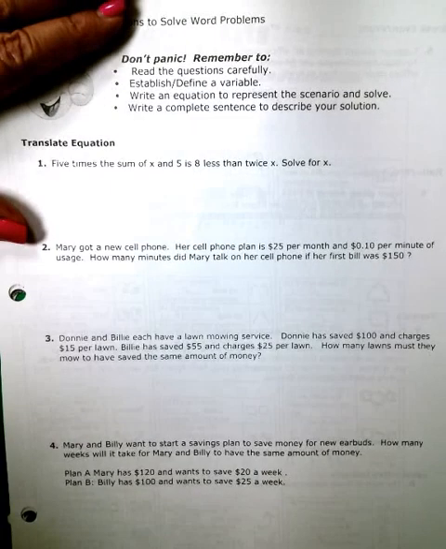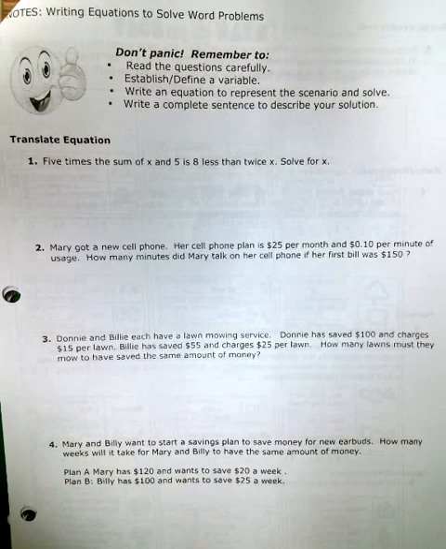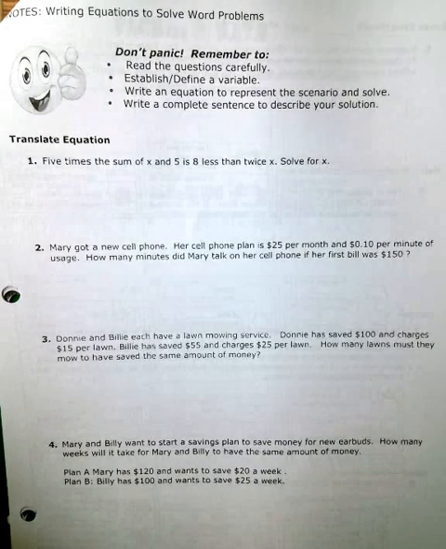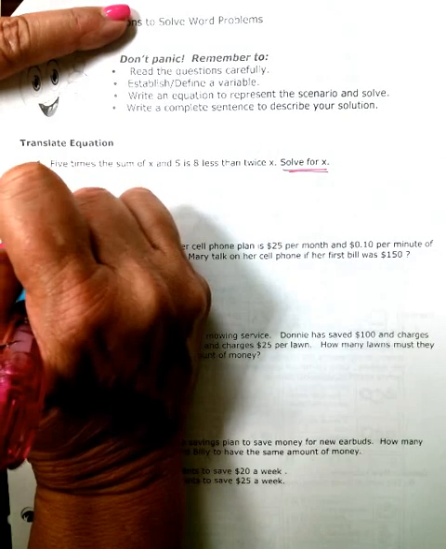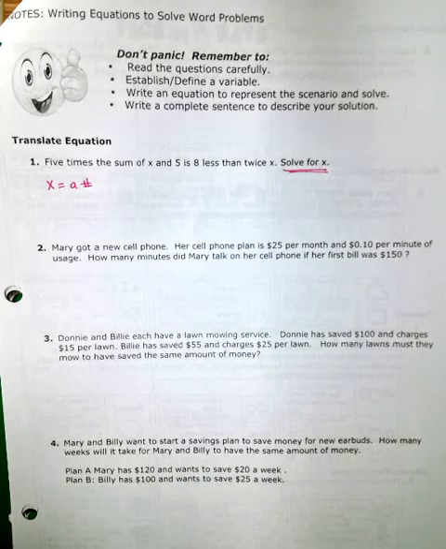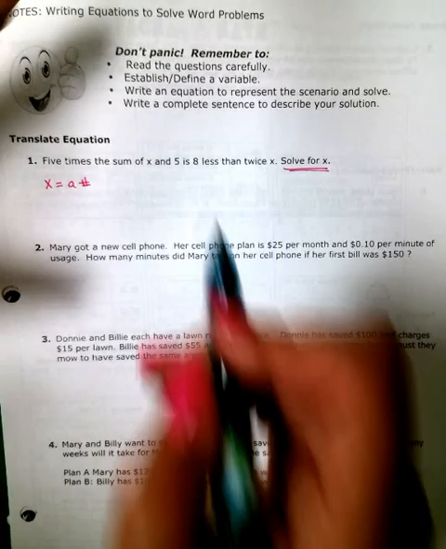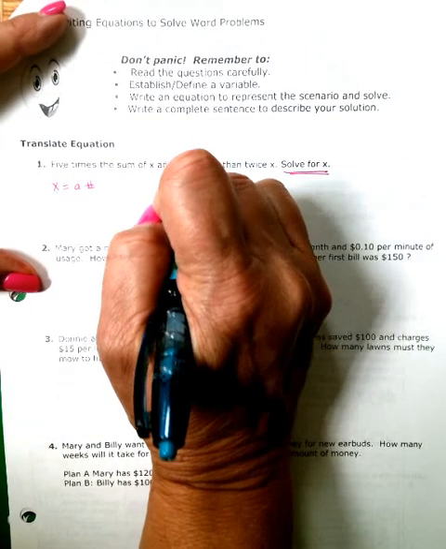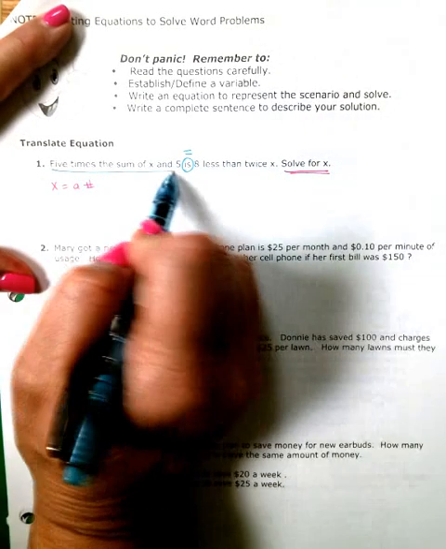Here it says we have 5 times the sum of x and a number is 8 less than twice x. Solve for x. So right away, x is my variable, or he's just basically a number. X is my variable. With that, now I'm going to go ahead and write an equation. So I got two things going on here. I have the word is, that's going to be my equals, and I'm going to have a statement on one side and a statement on the other.